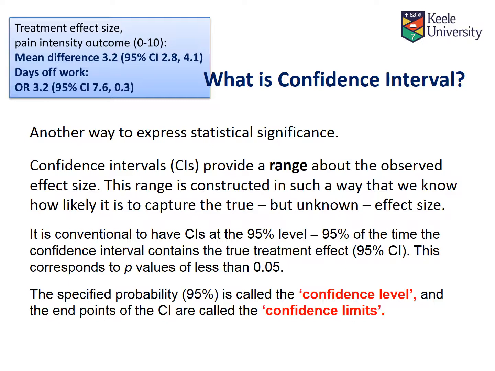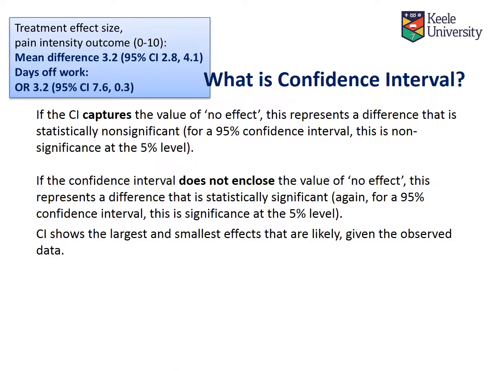The specified probability, which is 95%, is called the confidence level. And the endpoints of the confidence interval are called the confidence limits. So the limits here for the mean difference are a lower limit of 2.8 and an upper limit of 4.1. If the confidence interval captures the value of no effect, this represents a difference that is statistically non-significant.